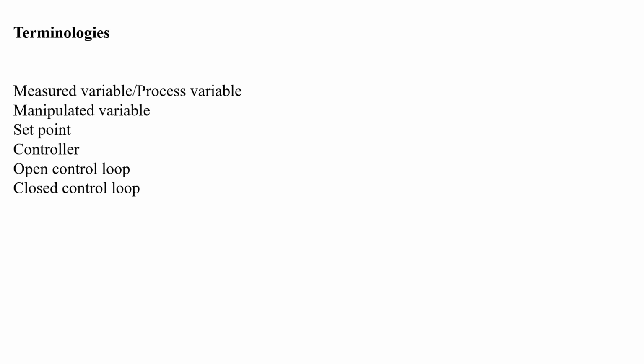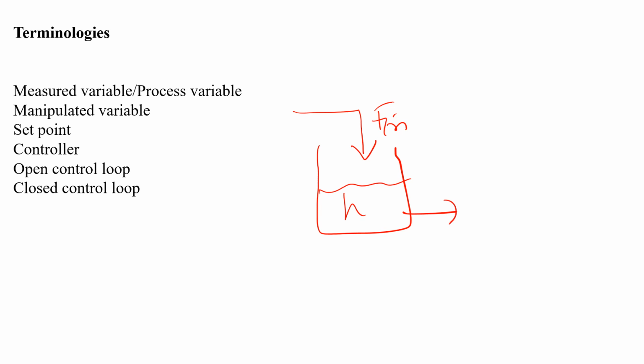So what is a measured variable or process variable? Here let's take the same example. This is the level. Here I need to maintain the height of the tank or the level of the liquid. And here is the inflow rate, and here is the outflow rate. So what is my target? I need to maintain the level of the liquid. So that is your process variable. Here, my process variable or measured variable is H. This is my process variable. This we have to maintain.